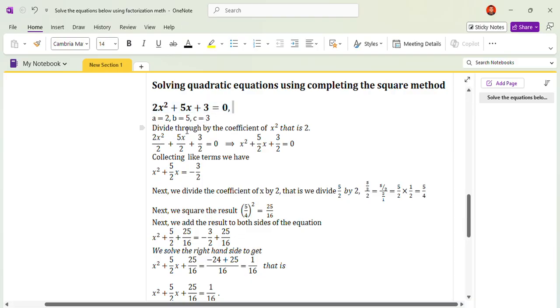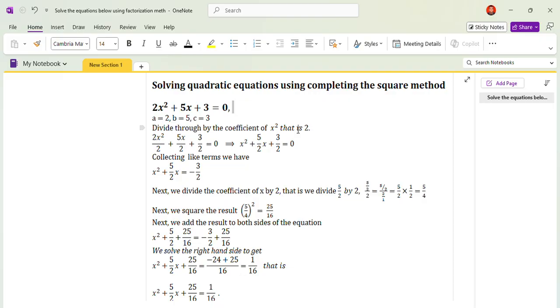Now, the first thing we are going to do is divide through by the coefficient of x squared, that is by 2. Before I continue, let me explain, as the name implies, the completing the square method. We are going to manipulate the left hand side in such a way that it becomes a perfect square. Then from there we get the values of x.